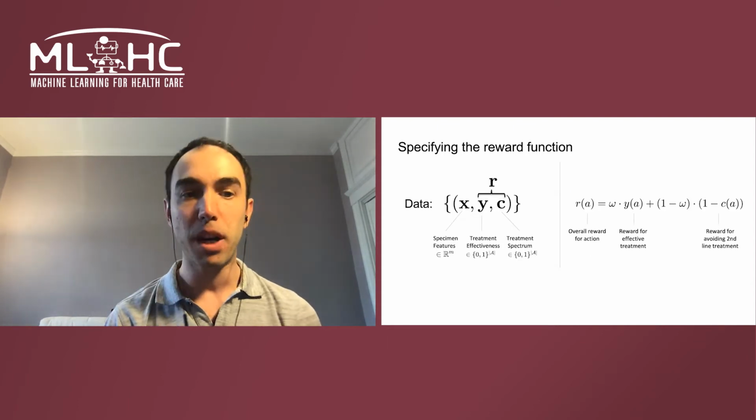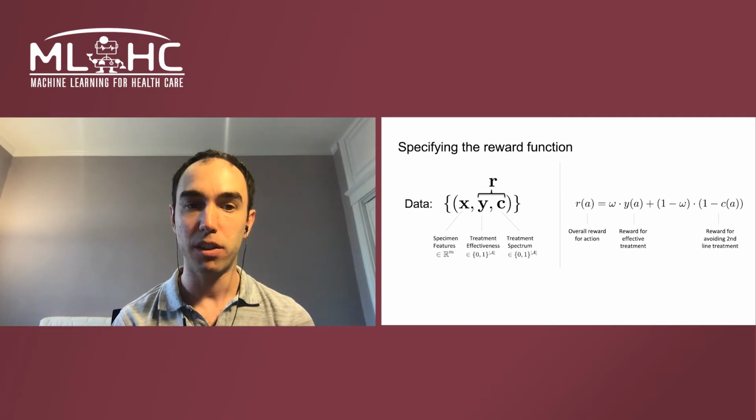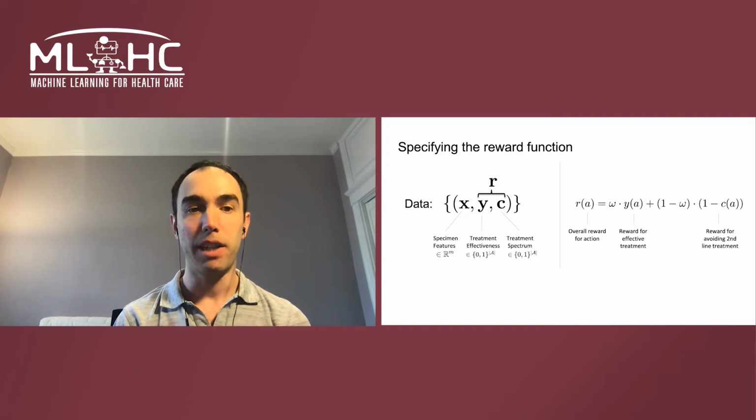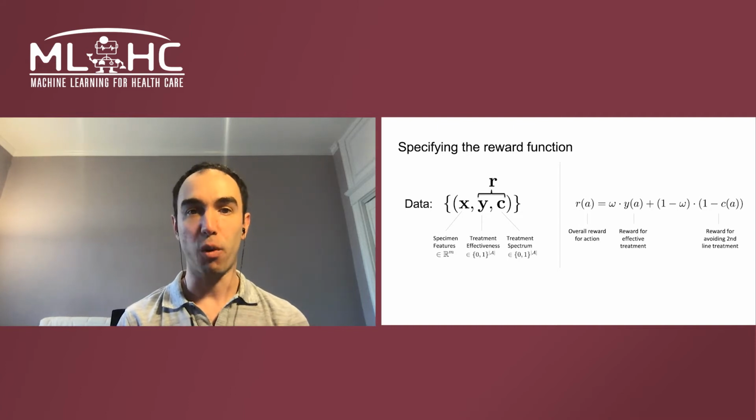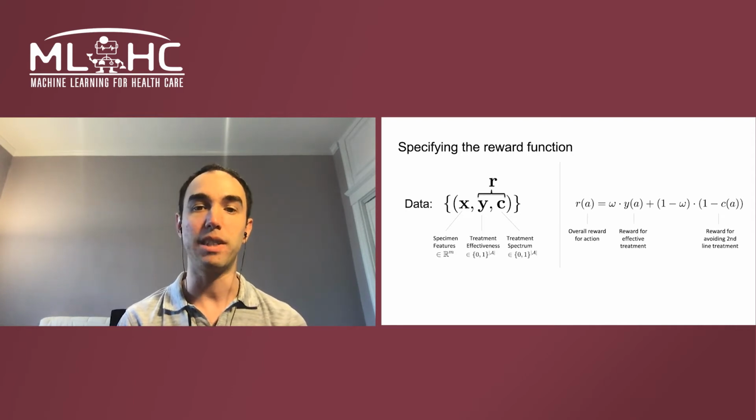Now, to tackle this problem, where there are multiple objective functions, we're going to think about our data not as having features and rewards, but we're going to break down those rewards into their constituent factors. So now we assume that our data consists of, again, those specimen features, X. We have a vector Y that tells us the treatment effectiveness, meaning does this treatment succeed at resolving the infection or not? And we have another vector C that specifies the treatment spectrum. So if C is equal to 0, it's a first-line treatment. If C is equal to 2, it's a second-line treatment.